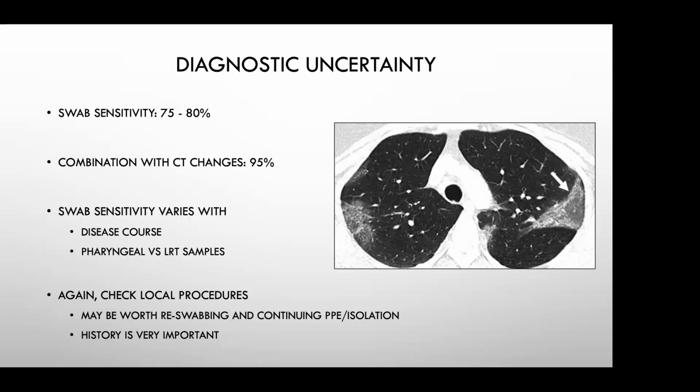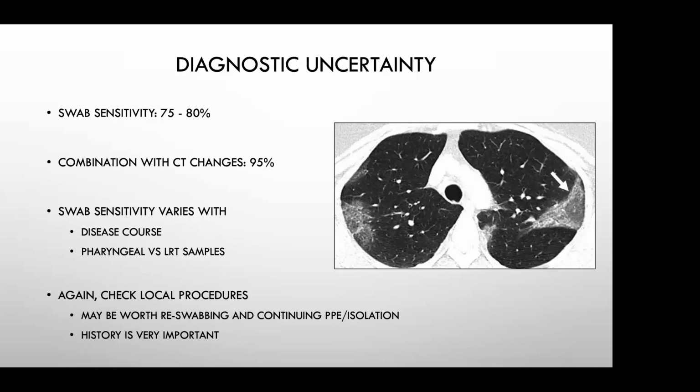The swab sensitivity varies based on where you've taken it from and the disease course. So early in the disease, we know that it tends to affect your pharynx, and if you take a nasal swab or an oropharyngeal swab from there, it's more likely positive. Later in the illness, when you're breathless, we tend to get better results from lower respiratory tract samples.